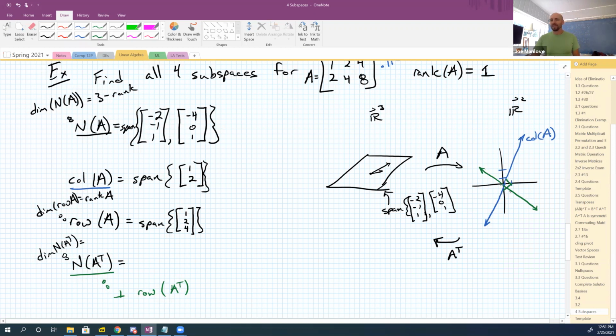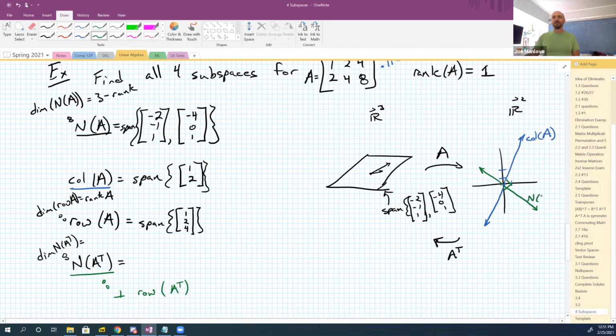Does that make any sense? That's actually the same argument, but applied to the other matrix. So the argument that we did to say that the row space and the null space were perpendicular, if I do that same thing to the transpose matrix, I find out that the null space of the transpose has to be perpendicular to the row space of the transpose, but the row space of the transpose is the column space of the regular matrix. So I get this nice perpendicular picture.